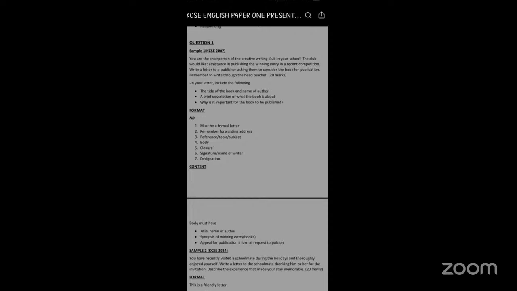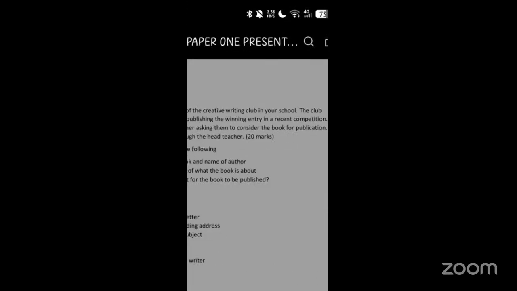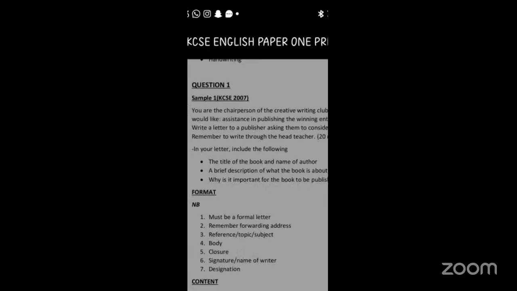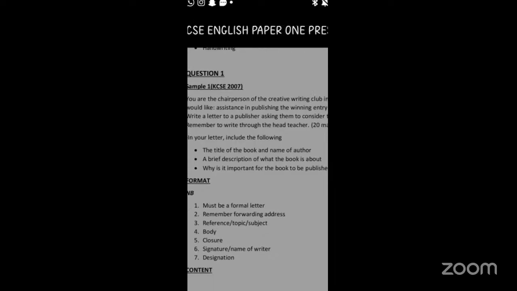Let's go back. So I was saying that you need to capture the question. Let me zoom it a bit for me to be able to read it well. So we are saying you are the chairman of a creative writing club in your school. The club would like now, note the following. Number one, you are the chairman, and the club is the creative writing club.